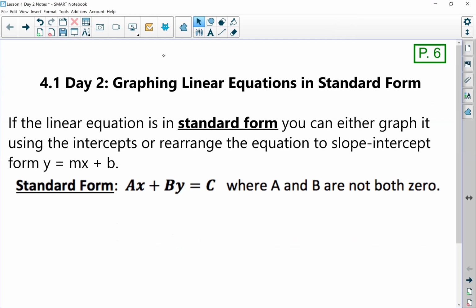So standard form is simply ax plus by equals c, where a and b are both not zero. If they both were zero, we'd have zero on the left-hand side. We wouldn't have an equation.